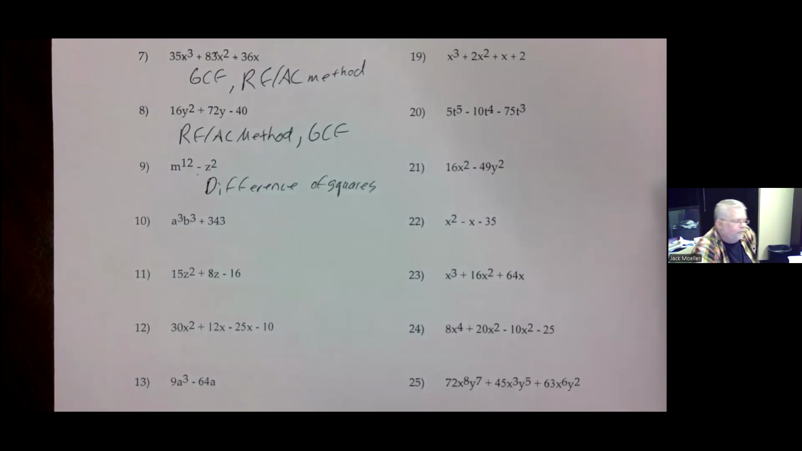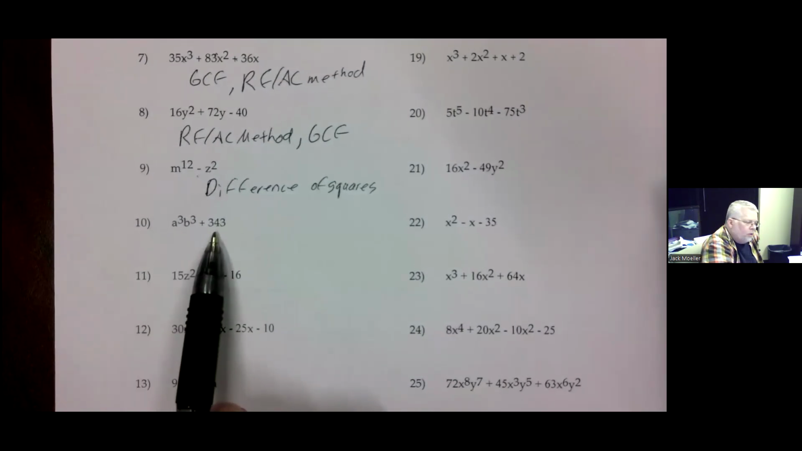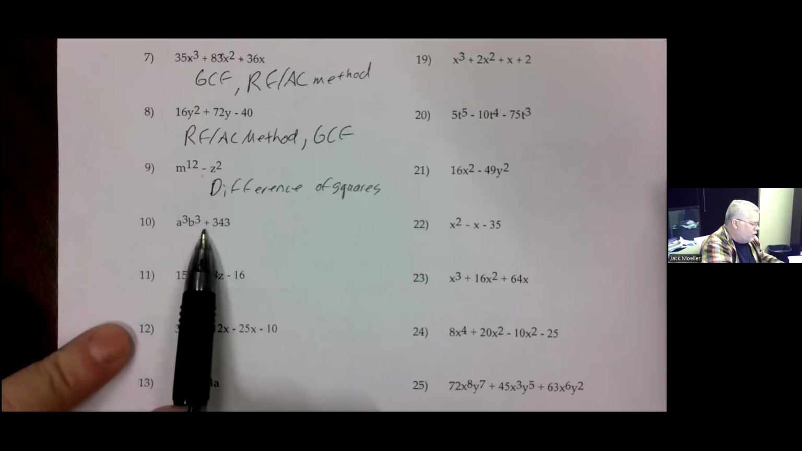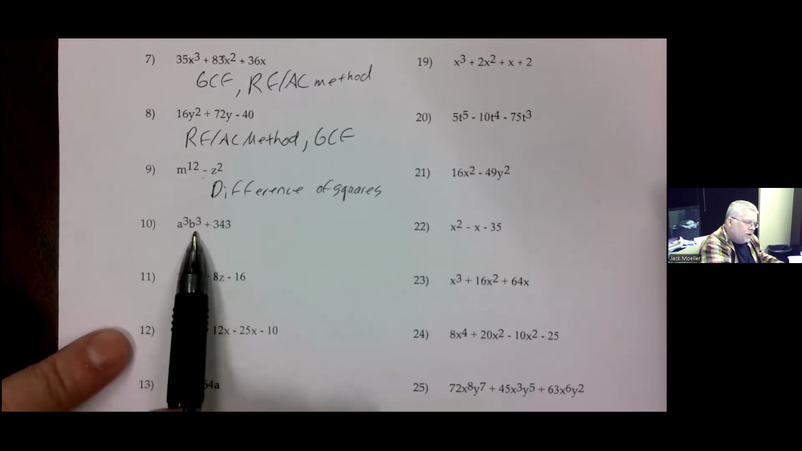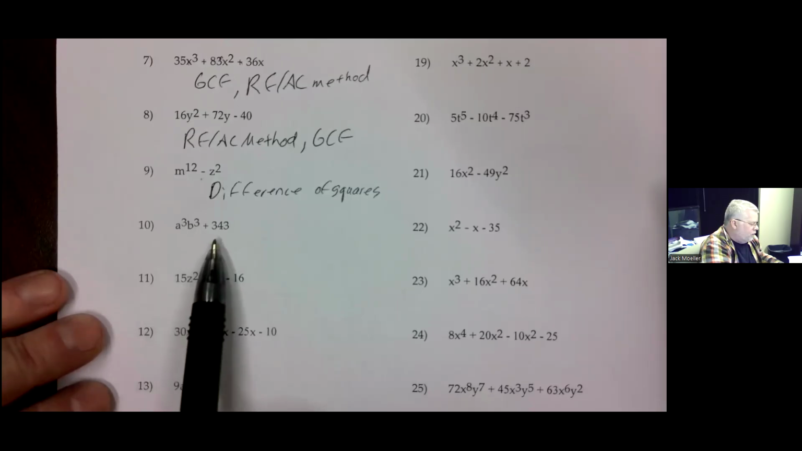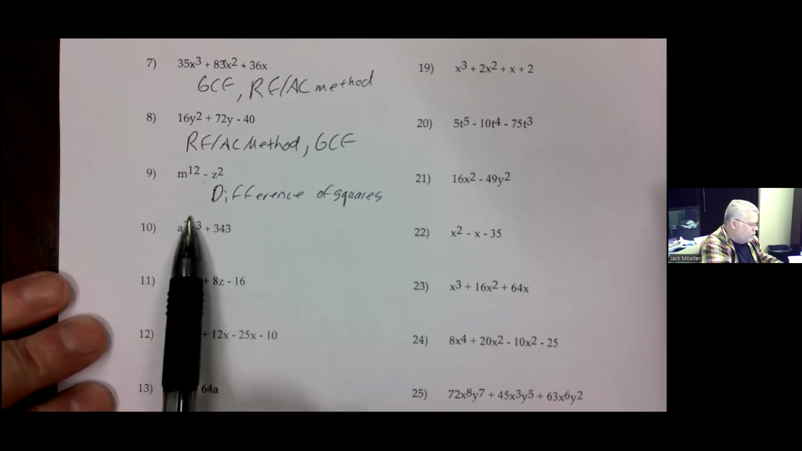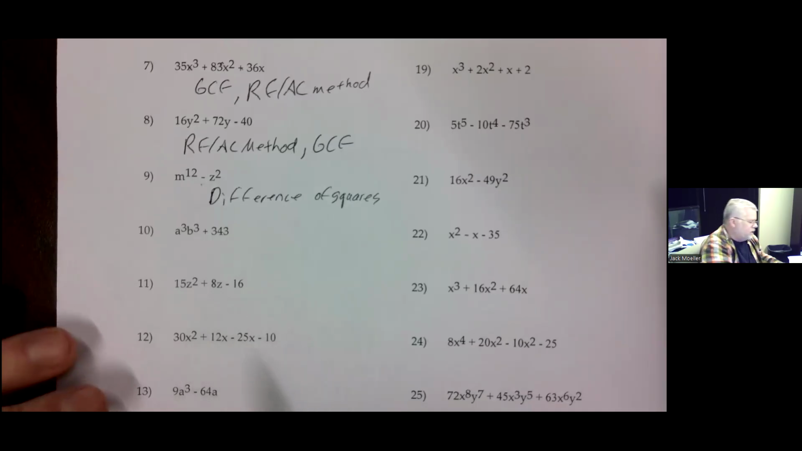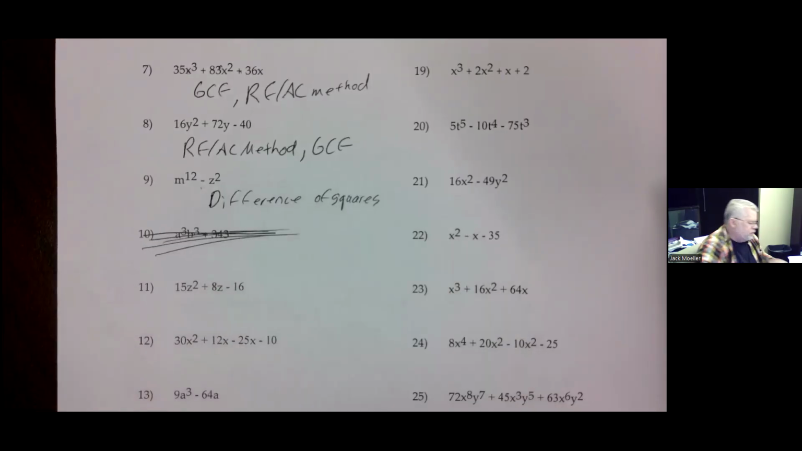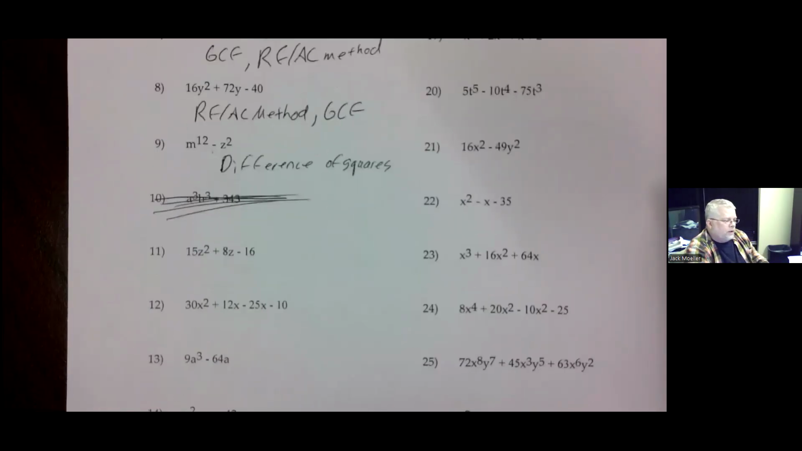What about the next one? Well, it's a binomial. So if it's a binomial, there's only 2 possible techniques, GCF or difference of squares. Is it a difference of squares? Absolutely not, because that's a plus, not a minus. Also, we have cubes instead of squares. Is there a GCF? Well, there's no variables here, there's no numbers here. So this is neither. This is actually a sum of cubes. We're not going to talk about those. So that's what you have to be able to do, recognize which technique.